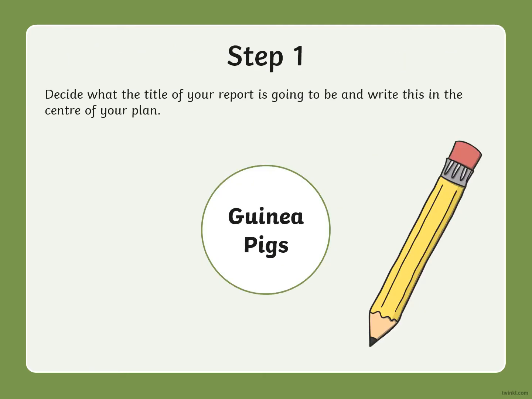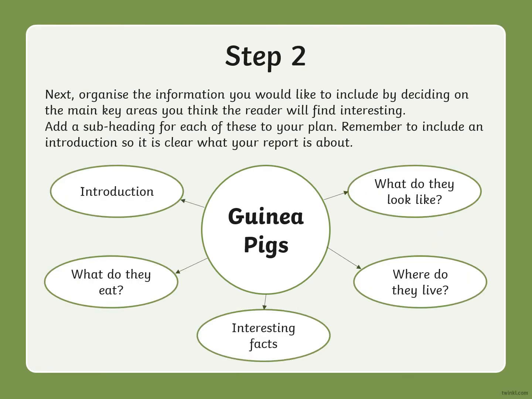Step 1. The first thing we need to do is to decide the title of the report and write this in the centre. For the example, the title is Guinea Pigs. We start off with a circle and write the animal inside. Next, we have to organise the information that we want to include by deciding the main parts. There is a subheading for each of the main sections, and these become our plan. We must have an introduction so that the person reading knows what our report is about.